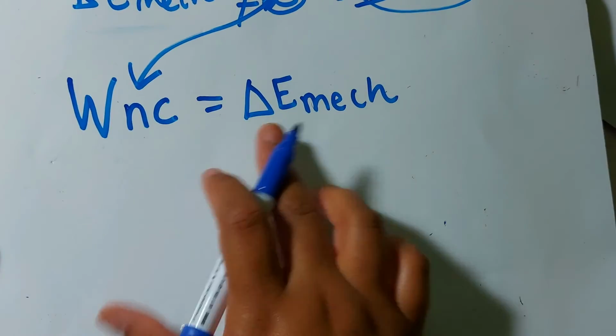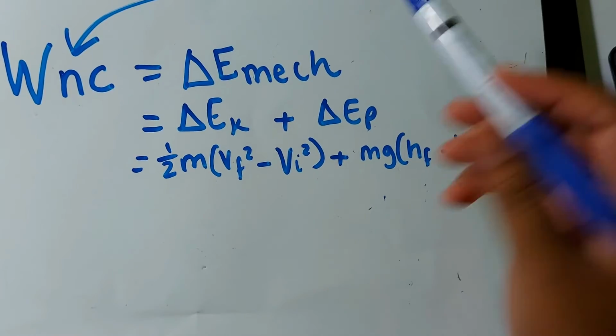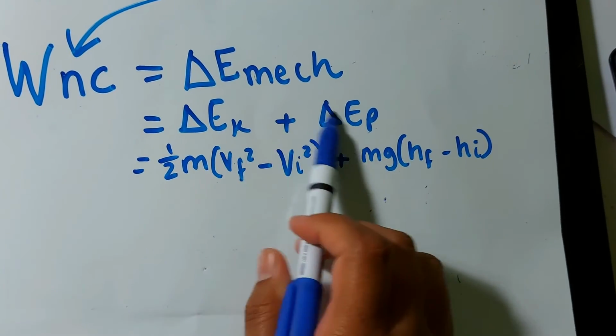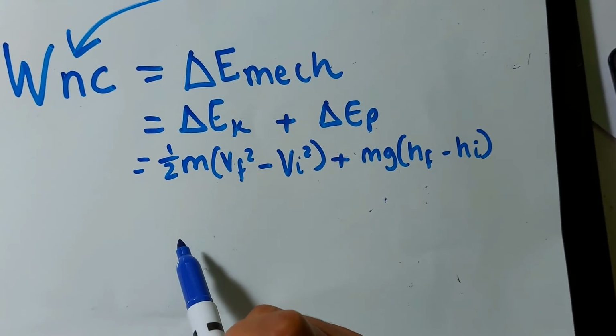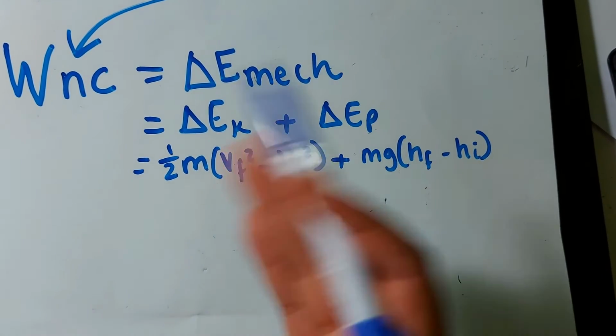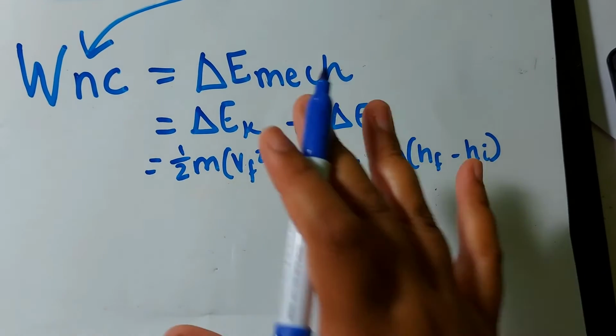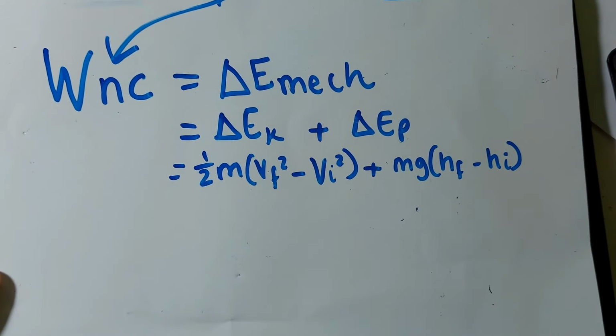And so if we expand E mech here, this is what it looks like. And we know that E mech is the sum of your kinetic and potential energies. And if you expand that further, this is the factoring out and expansion that you're going to get. And so what does this look like when we're trying to use it to solve this problem?